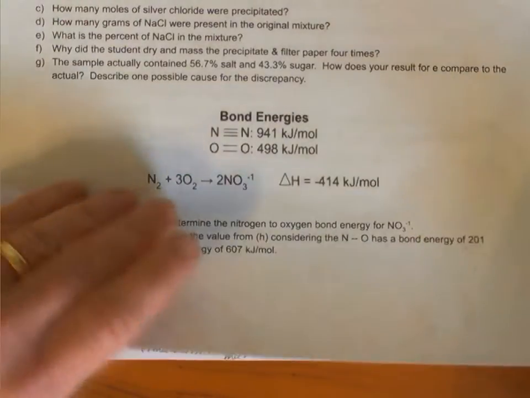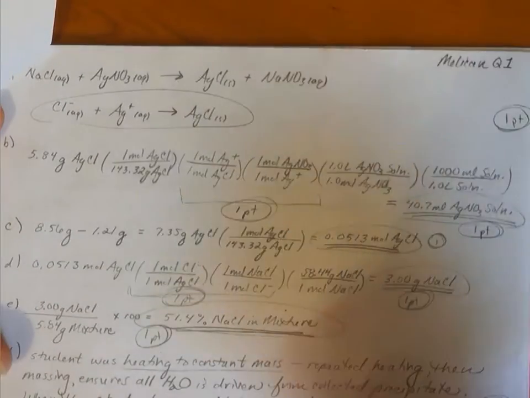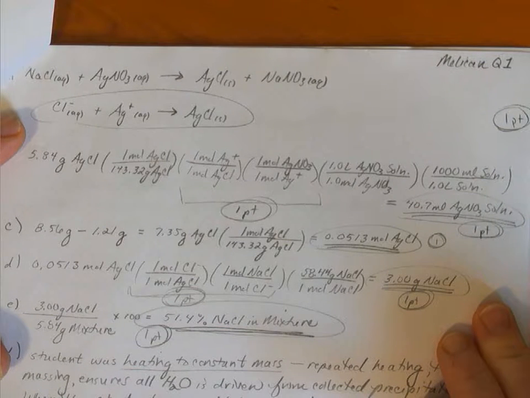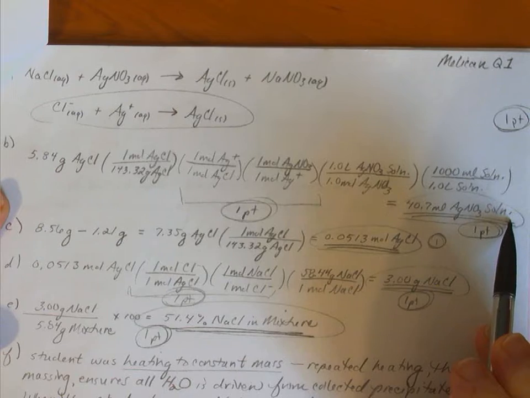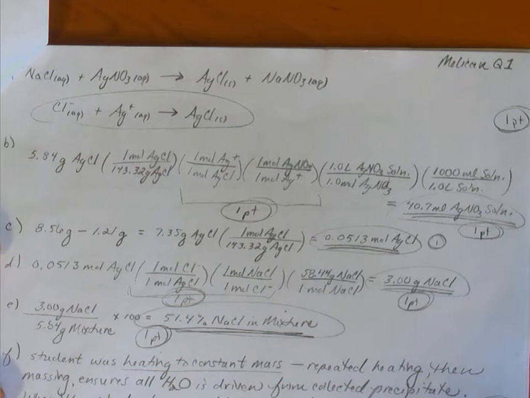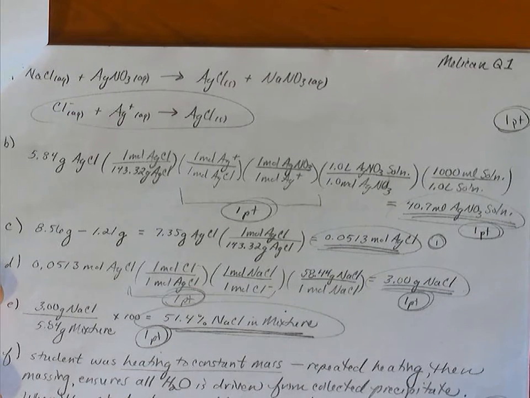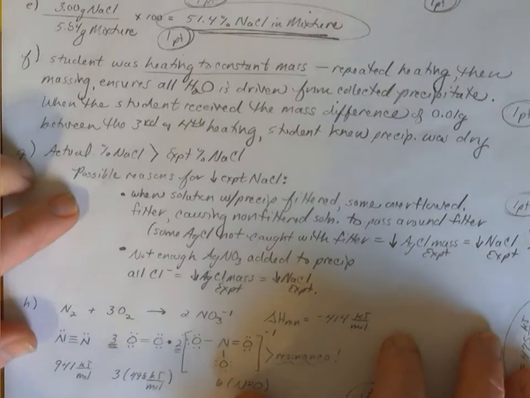Now, for my answers and sample work, I will go through the scoring guide so you can kind of ignore the point designation, but there would be A, B, 40.7 milliliters of the silver nitrate solution, the answer for C, the answer and my work for D and E, for F, for G, you just needed to have one possible reason.